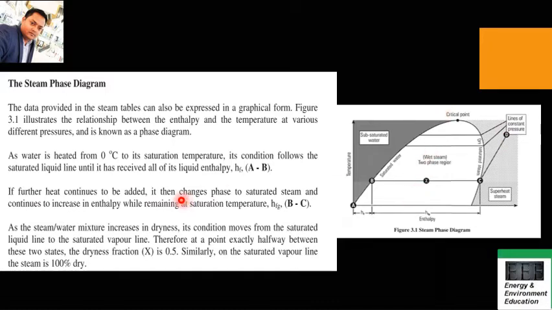So if you see the diagram here, as water is heated from 0 degree to its saturation temperature, it follows the saturated liquid line until it has received all of its liquid enthalpy, HF, A minus B. So as I said in the earlier slide, HF is the enthalpy of the sensible heat. So now you can recall it, what is HF here. So if it is the A to B, if you are going here from 0 degree centigrade, at the temperature of 0 degree centigrade the water was present. Now we started heating it.